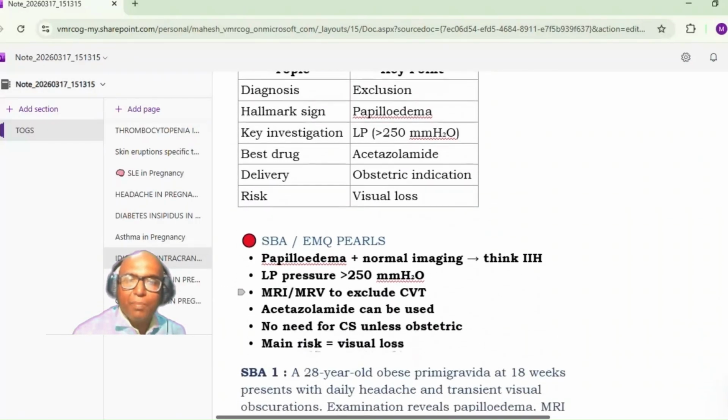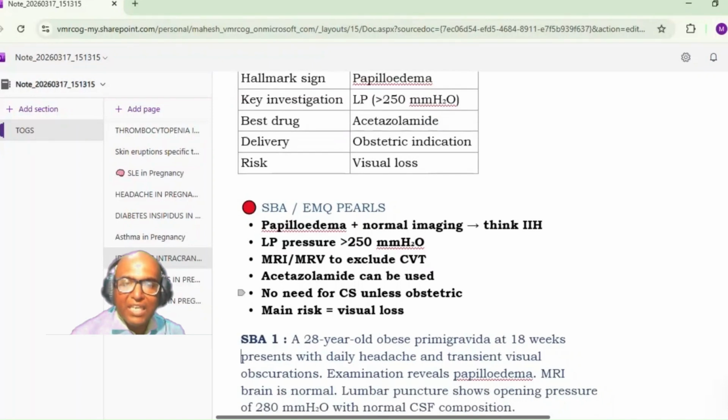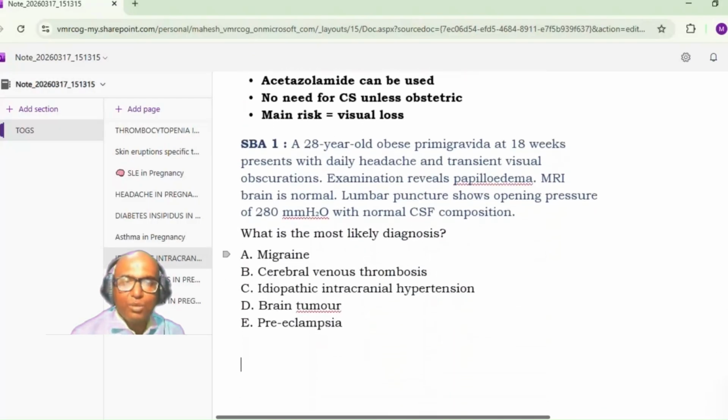So the take-home message is papilloedema plus normal imaging: think of IIH. Lumbar puncture pressure more than 250 millimeters of water. Then MRI and MRV will be required to rule out CVT. Acetazolamide can be used. No need for cesarean section unless there is an obstetric indication, and the main risk is visual loss. Yes, doctor.